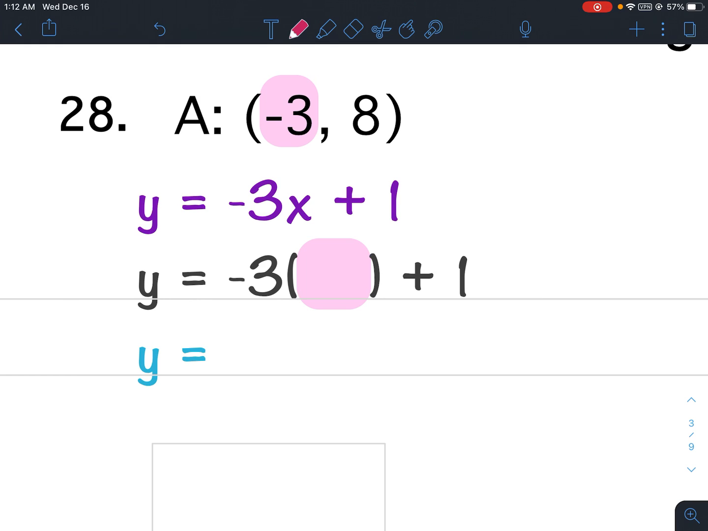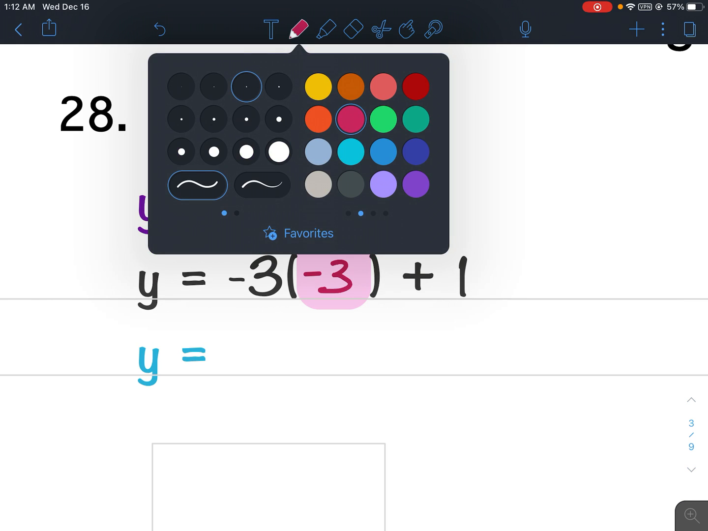All right, so we're going to put -3 in for x. This is your x coordinate. And then you would put that in your calculator just how it looks. So you would do -3 times -3 plus 1. If you did that, you would get 10.